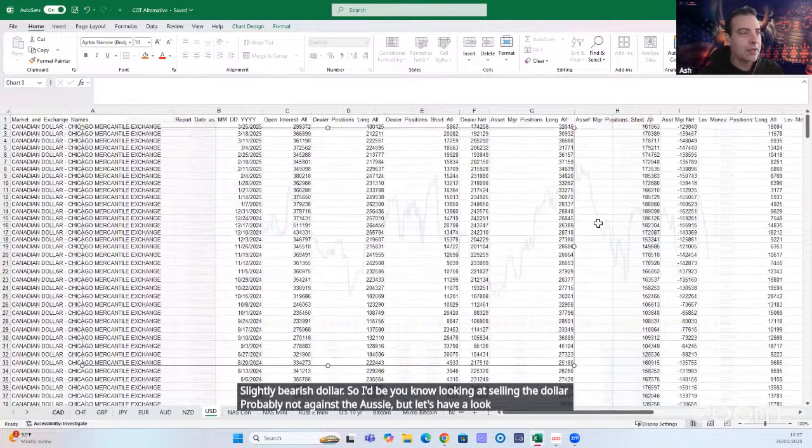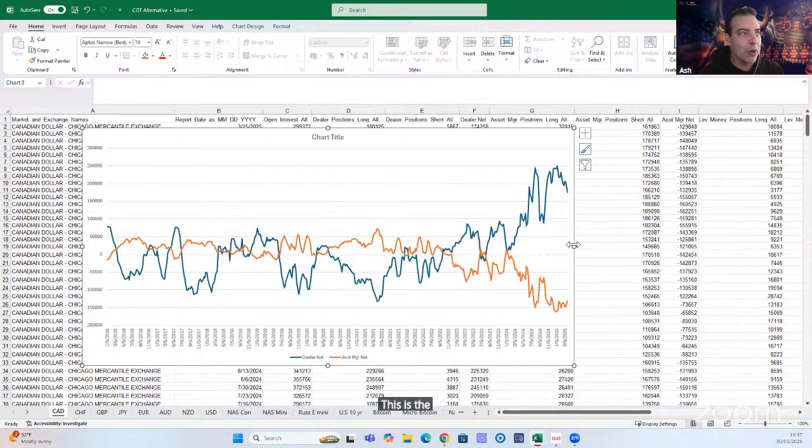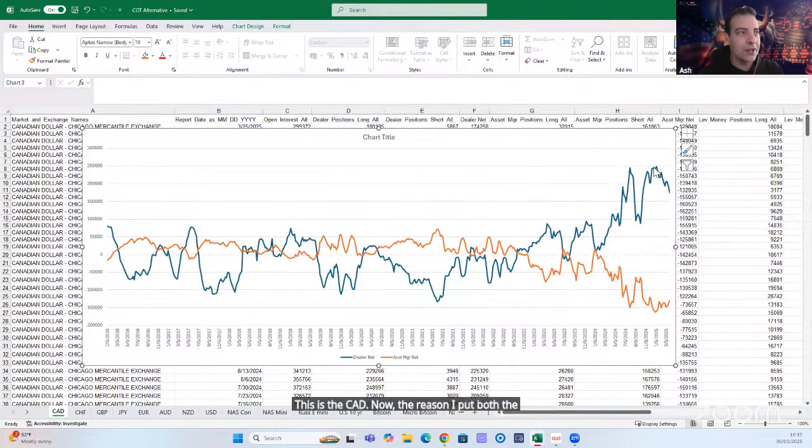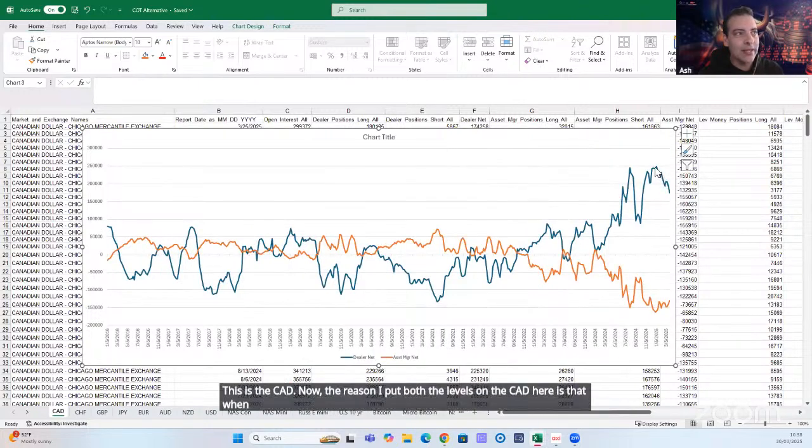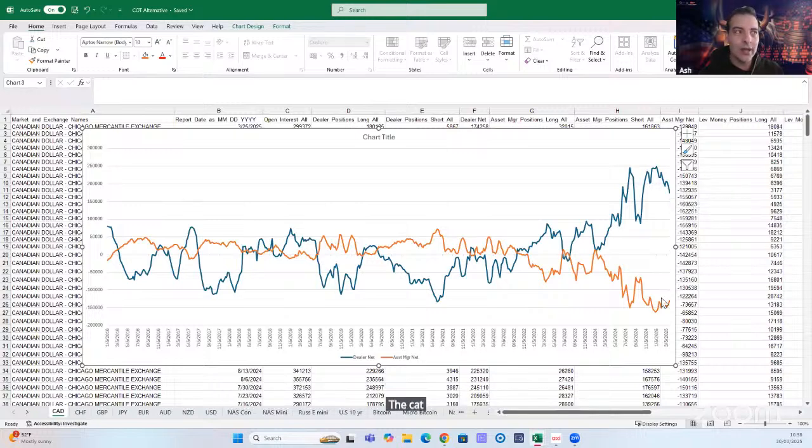but let's have a look through the others now. This is the CAD. Now, the reason I put both the levels on the CAD here is that when this one, which is the dealers, tends to weaken, the CAD tends to strengthen. And when the asset managers tend to strengthen, the CAD tends to strengthen.